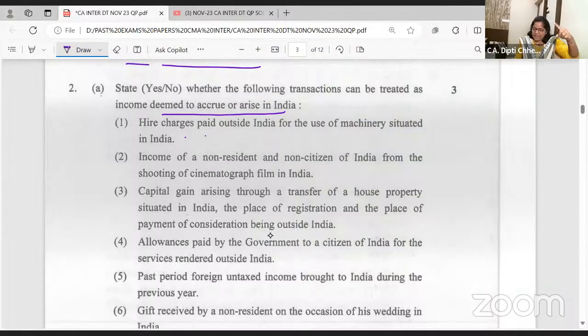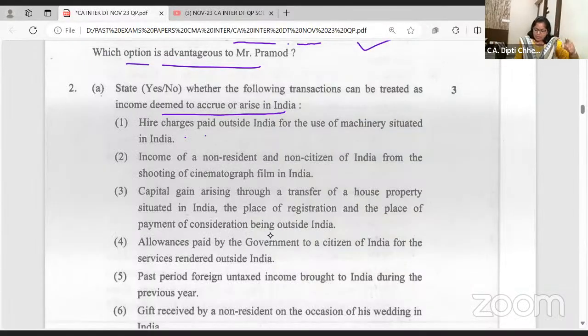Higher charges are paid outside India for use of the machinery situated in India. I may be paying the higher charges to a non-resident, but the use is in India. Is it taxable in India? Yes. Just write 1, yes. 2, no. Don't write everything.